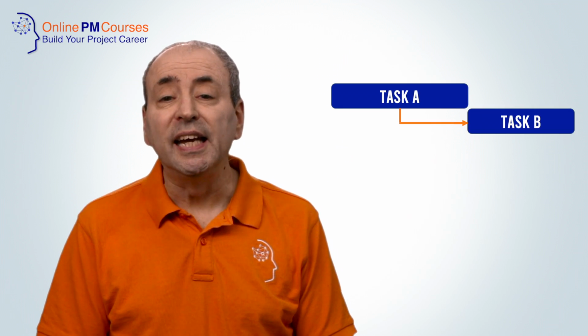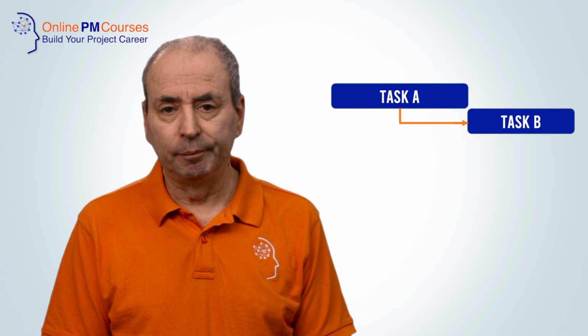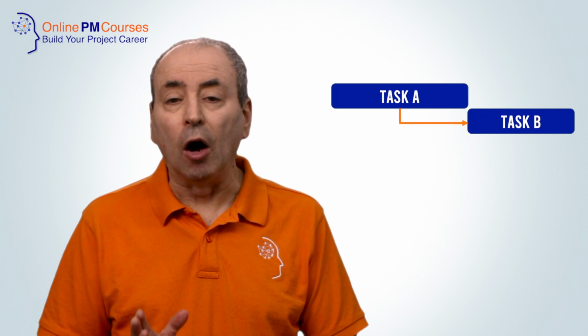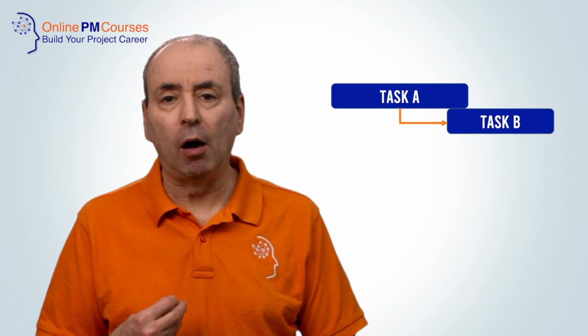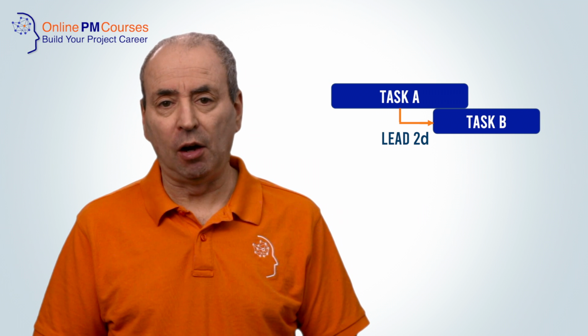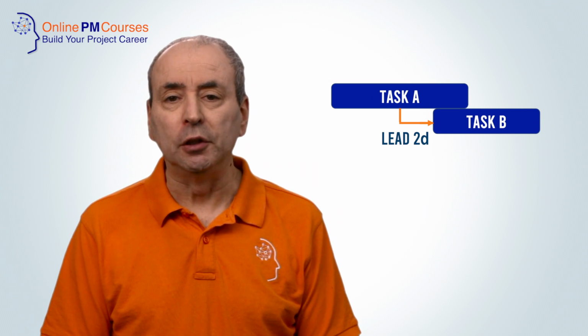A lead is a negative lag. For example, if task B needs to start 2 days before task A is completed, then this is a finish to start dependency with a 2-day lead.